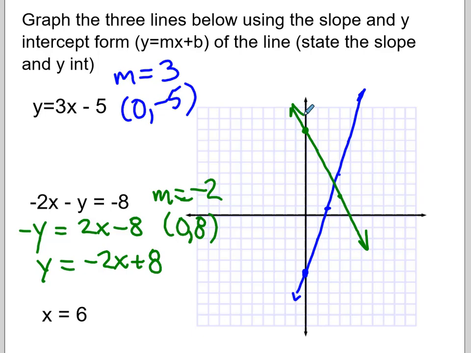And then my last one, x equals 6. This is one of our special cases. This tells us that every point on the line has an x value of 6. That means here 6, 6, 6. All of these have x values of 6, and what we should notice is that it is a vertical line.